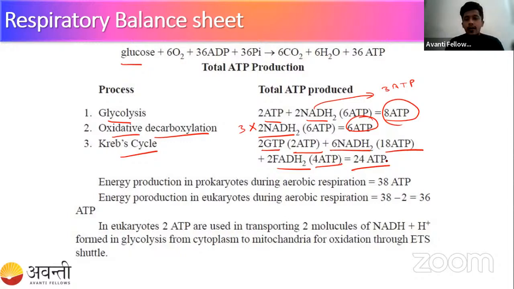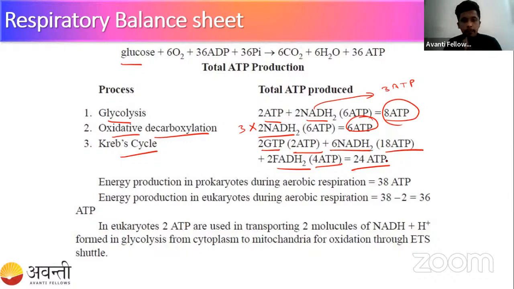Clear? Now, this is a very, very important thing that you have to remember. Whenever there is a respiratory balance sheet, by the end of aerobic respiration, if they ask what is the yield of glycolysis, remember it is 8. By the end of aerobic respiration, what is the yield of oxidative decarboxylation? Remember that it is 6. By the end of aerobic respiration, what is the yield of Krebs cycle? You should tell it is 24 ATP molecules.